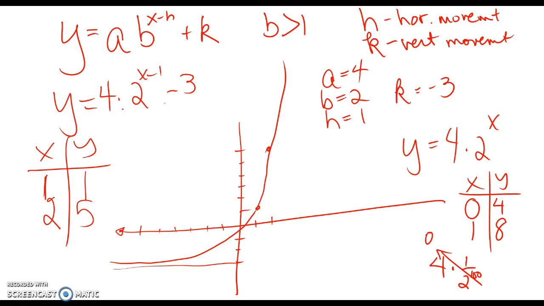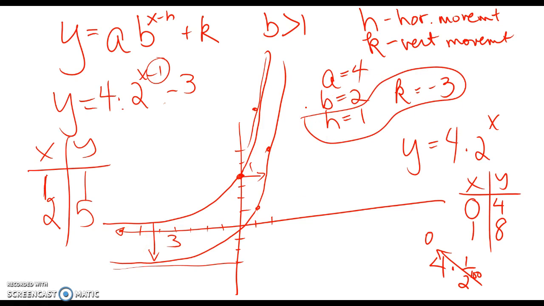So our graph goes through (0, 4), (1, 8). Whoops, excuse my drawing. Well, what you see is, look at this, our graph has moved over about 1 unit. It moved over 1 unit this way, and it moved down 3 units. H and K have the same meaning that they had with those other graphs. H is the horizontal movement, K is the vertical movement.